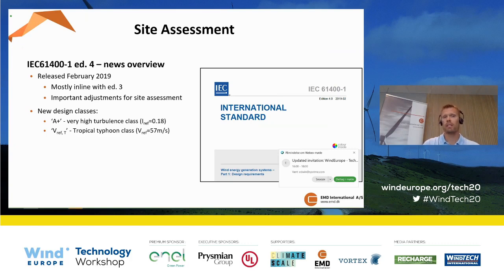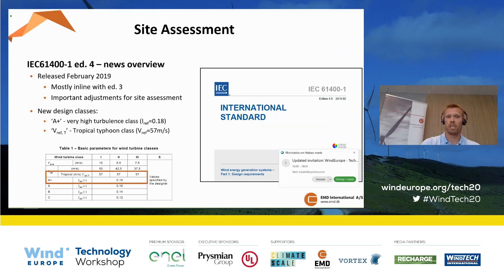One thing, which is of course a general thing, is that there are several new design classes. A new very high turbulence class has been introduced. It has a reference turbulence of 0.18. And then tropical typhoon classes have been introduced. That's basically an option which can be added to all the existing classes, which will increase the extreme wind speed limit, the VREF, to 57 meters per second. These classes are basically here in the table.